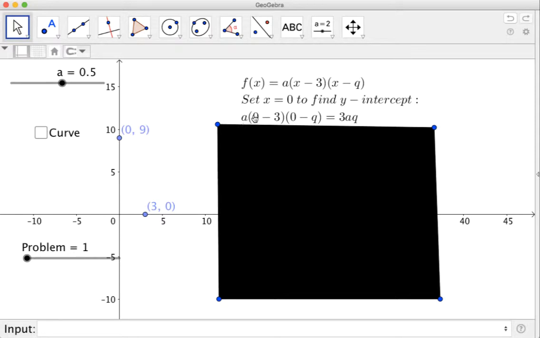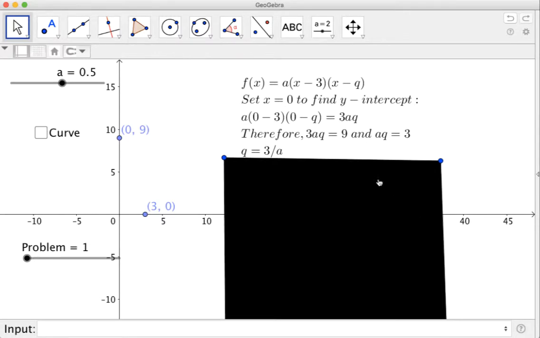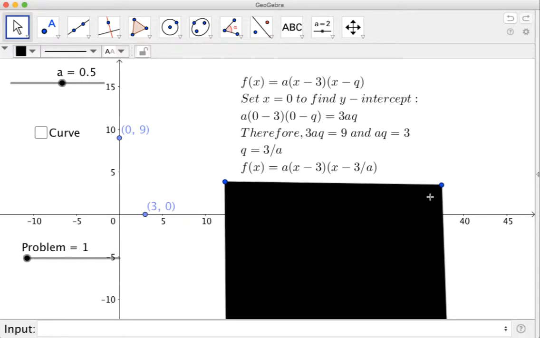And we therefore get a times (0 minus 3) times (0 minus q), which simplifies to 3aq. What that means is that 3aq has to be equal to 9, and therefore aq has to be equal to 3. We're not going to be able to get any more specific than that. So what we have now is that the value of q is equal to 3 over a, and therefore our equation now is f of x equals a times (x minus 3) times (x minus 3 over a), because we've replaced q with 3 over a.